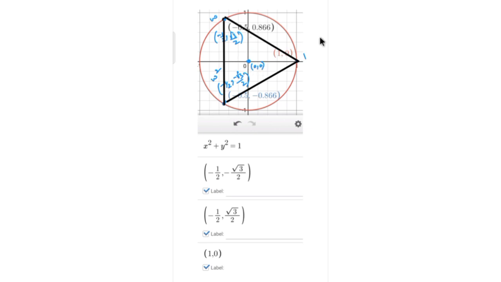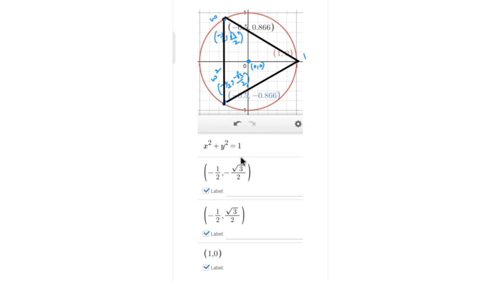One vertex is on the positive real axis, and the other two are on the unit circle, in the second quadrant and the third quadrant. So this is omega and this is omega square. This is a very important point.